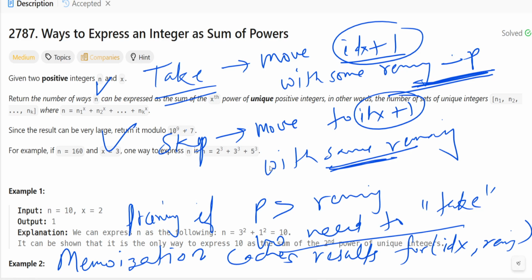Okay, so if you understand the intuition behind this approach that I'm going to use, this is a knapsack problem, or you can say a subset sum counting problem. For each candidate i, where the candidate value is i to the power x, we either take it or we skip it. Understand?